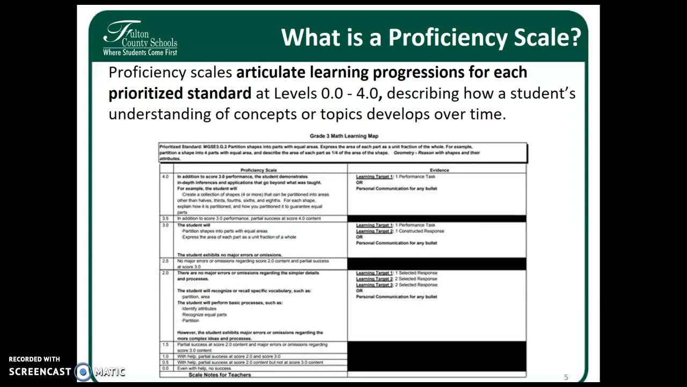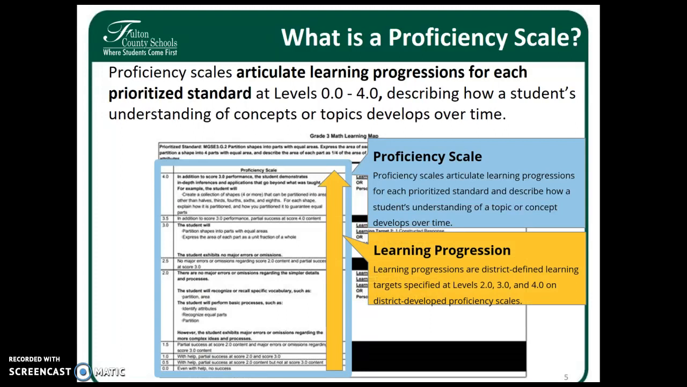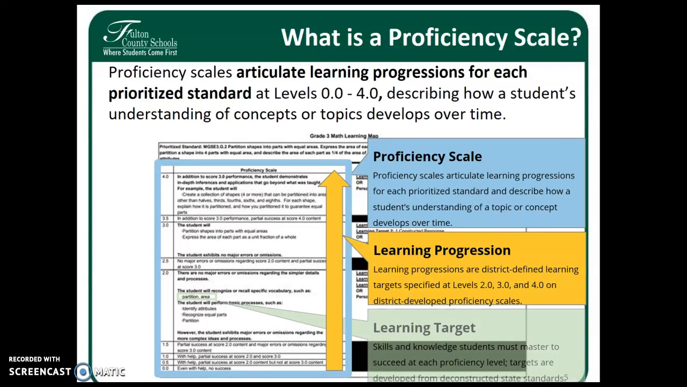Looking at the learning map, at the top is the prioritized standard. On the left side is the proficiency scale. As you can see, the scale shows a progression of learning that students are likely to take, starting at a 0.0 all the way up to a 4.0. A 3.0 is considered mastery. Within each scale, there are skills and knowledge, also known as learning targets, that are listed for the students to master. These were taken from the prioritized standard.